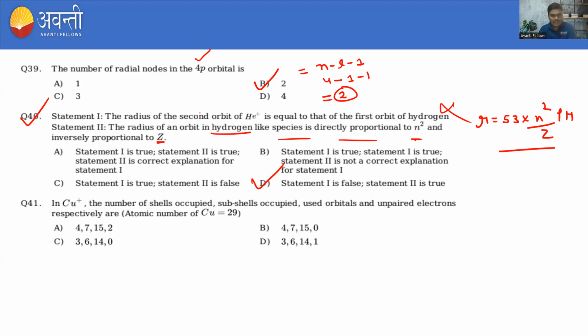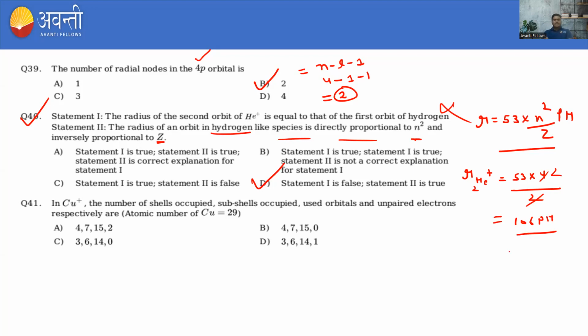How will you find the radius of the second orbit? For example, if you want to calculate the radius of the second orbit of helium plus, this is 53, and the second orbit means you are using n equal to 2, so n square is 4. And what is Z here? In case of helium, the atomic number is 2. So this is 53 into 4 upon 2, that is 106 picometer.